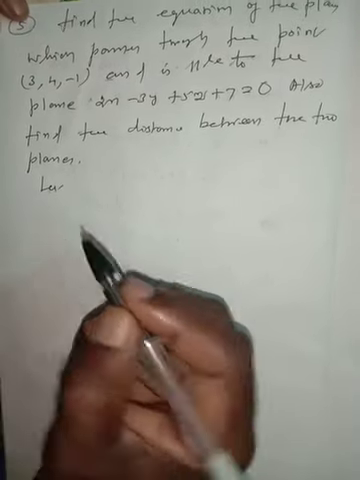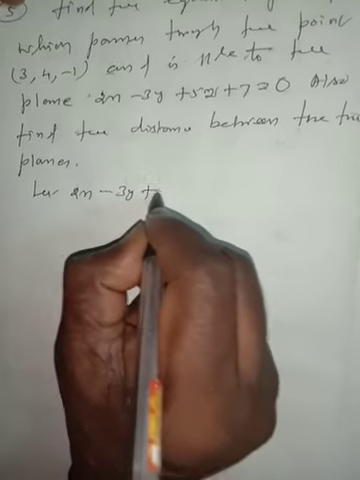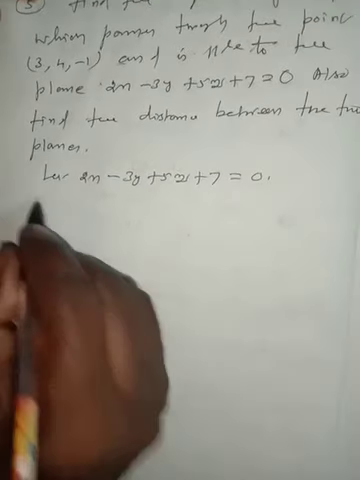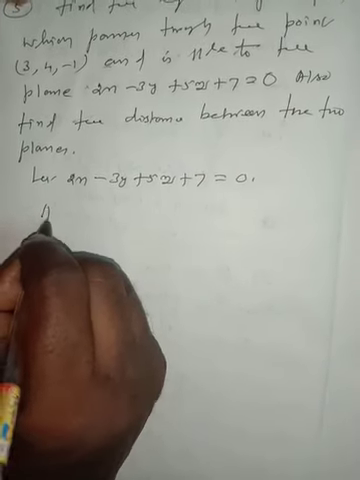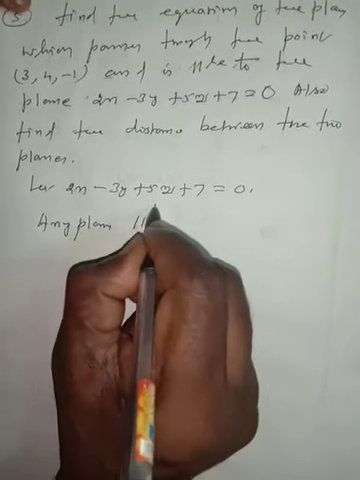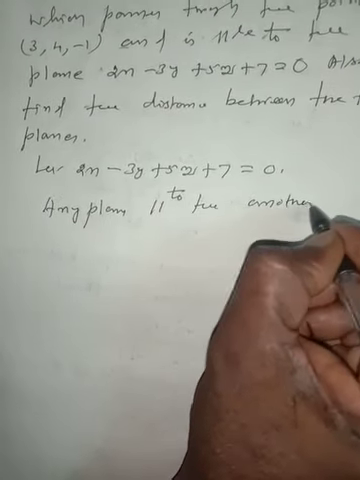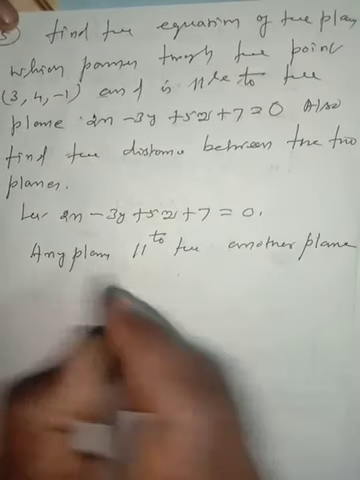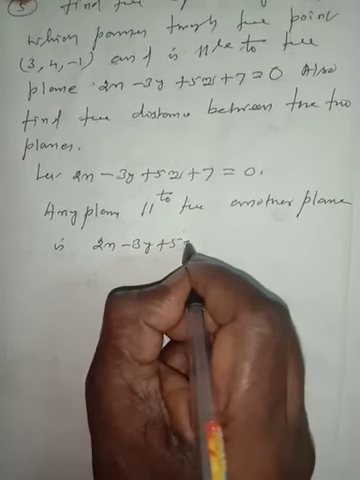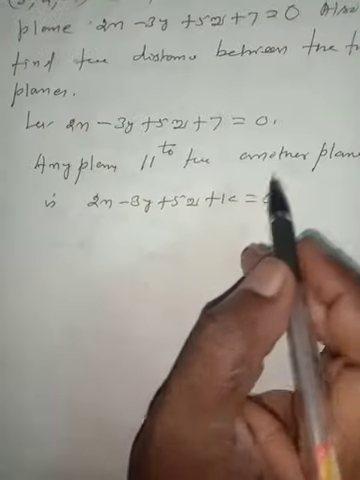Let the plane be 2x minus 3y plus 5z plus 7 is equal to 0. Any plane parallel to the other plane is 2x minus 3y plus 5z plus k is equal to 0. Parallel means only the constant changes, plus k is equal to 0.